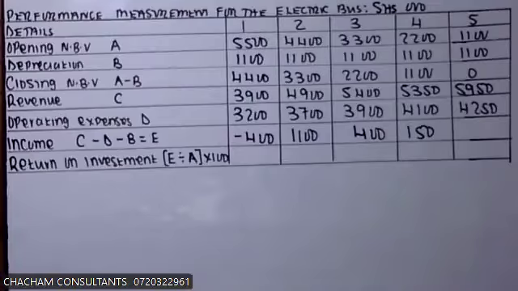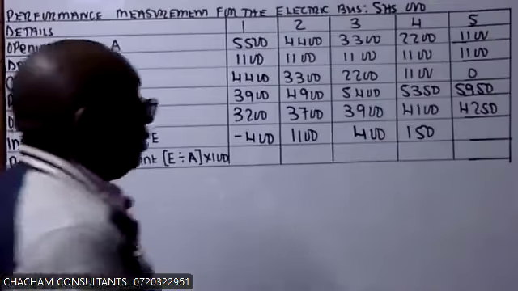Next is 5950 minus 4250 minus 1100. Yeah, 600.